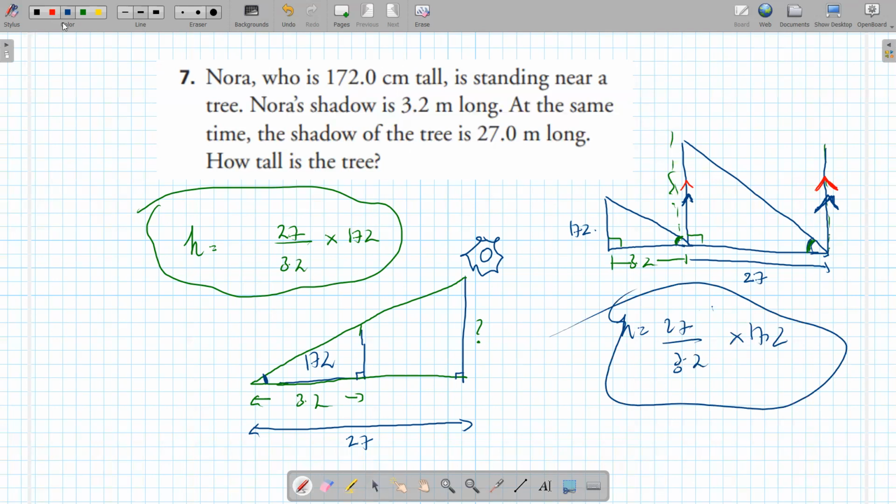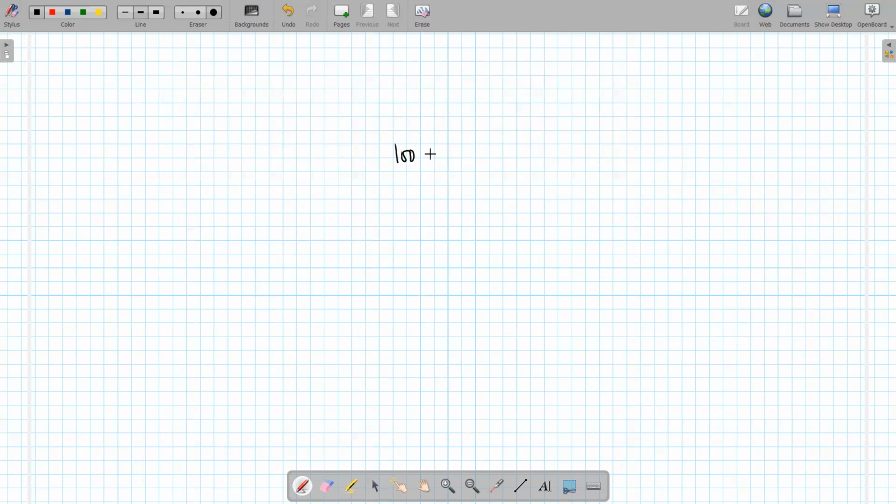Cool. So just something to know here is that the answer for the height of the tree is going to be in centimeters because 27 is in meters. The other shadow is also in meters, but her height is in centimeters. So when you do this calculation, the meters are going to cancel out, and the final answer for the height of the tree will be in centimeters. How many centimeters in a meter? It's 100, right? So 100 centimeters makes 1 meter.